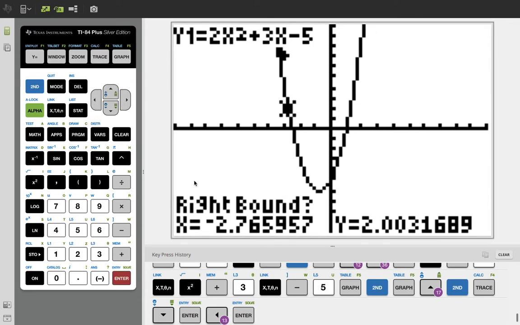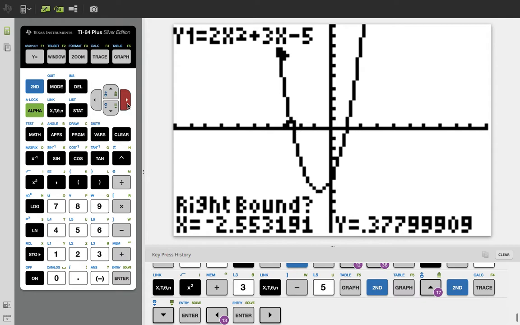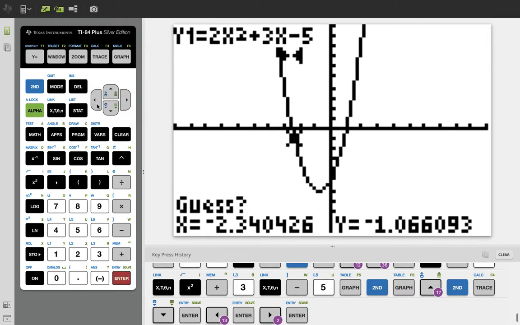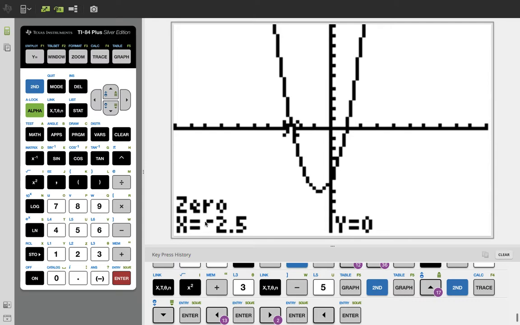And now it asks me for a right bound. So I'm going to go to the point to the right of where I think the answer is. And now it asks me to guess. So I'm going to pick that point that I thought it was right there. So I'm going to hit enter, and notice it tells me my zero is x equals -2.5. If you look at my notes, you would see that I got -5/2, which is -2.5.